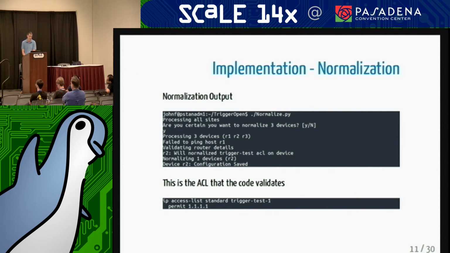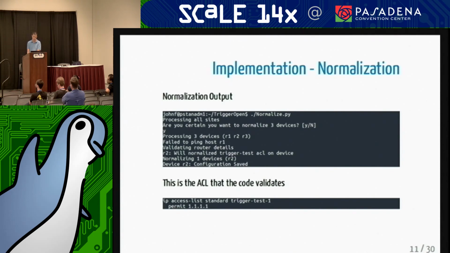So I ran Normalize. It prompted to say, do you want to run all sites, because you can select a specific subset of sites. I went forward with it, so I'm processing routers 1, 2, and 3. One of them is down, couldn't ping it, wasn't processed. And one of them didn't have the trigger ACL present on the device.